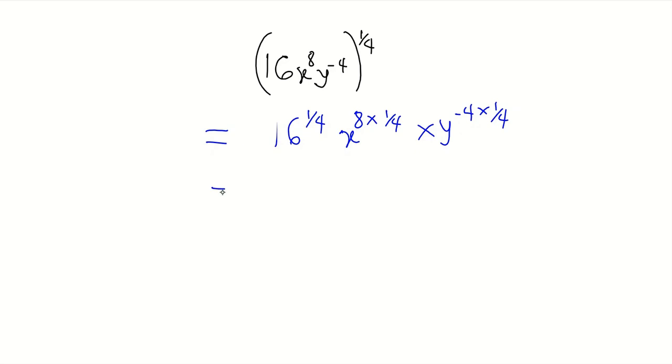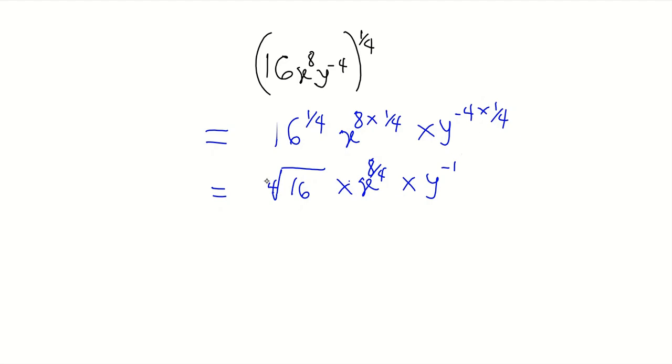And so we continue, and we know 1 out of 4 of 16 can be written as the fourth root of 16. So fourth root of 16. And when 8 multiplies 1 out of 4, we get 8 out of 4. So we have times x exponent 8 out of 4 times, when the exponent multiplies, you are going to get y exponent 1, because this 4 is going to cancel the negative 4 and we are left with negative 1.